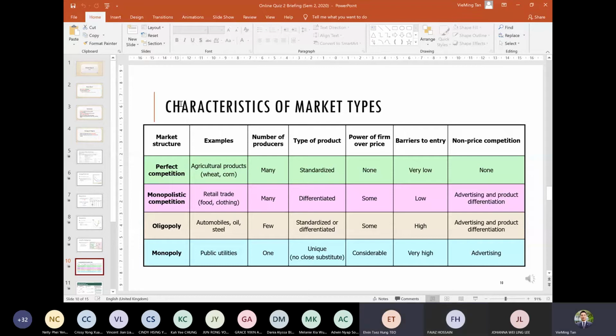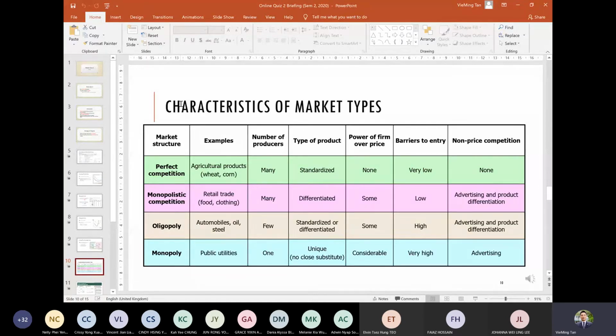Standardized. Agricultural products, standardized. What are the words used to represent standardized? Homogeneous. Similar. Any other words? Identical. Okay, what else? Standard means quite similar products. And actually there is perfect substitution, correct? Yeah, perfect substitution because they are similar products. So it's a perfect substitute product in the perfect competition market.